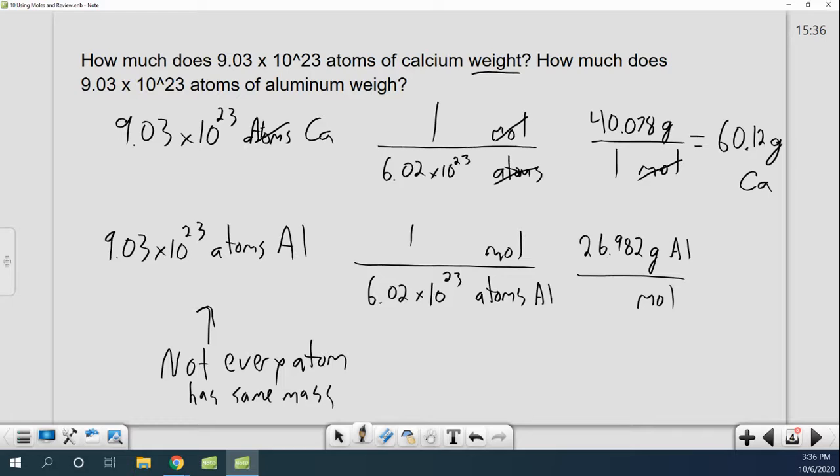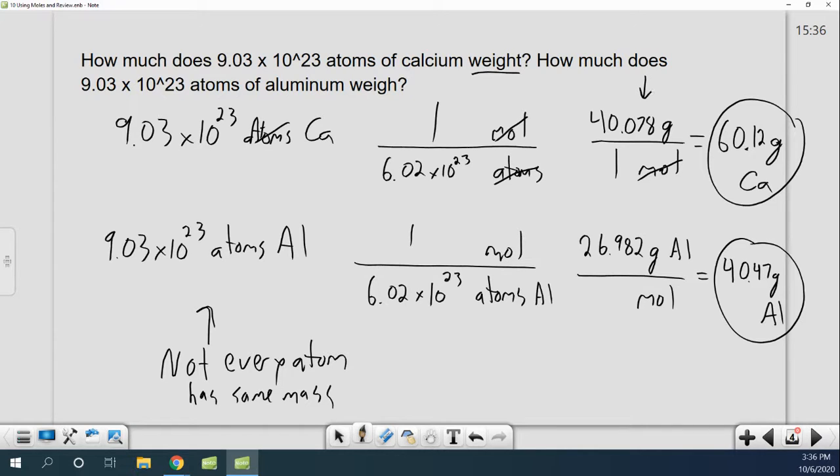So I punch that all in. Do my mole calculation, gives me 1.5 moles, times that by 26.982. So it turns out the same number of atoms of aluminum is only 40.47 grams. It weighs 20 grams less than calcium. It's 2/3 of the weight of calcium. So even though it's the same number of atoms, one of them, calcium, is way heavier than the other. And this is because each atom has a different weight, and that weight is represented by your molar mass.